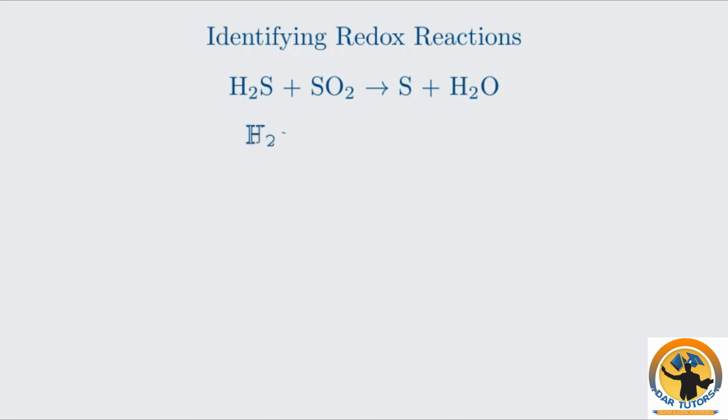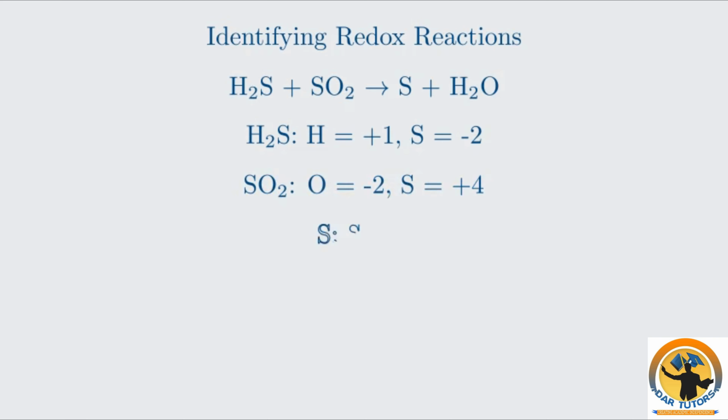In hydrogen sulfide, hydrogen is +1, so 2 hydrogens are +2. This makes sulfur -2. In sulfur dioxide, oxygen is -2, so 2 oxygens are -4. This makes sulfur +4. Now for the products. Sulfur is an uncombined element, so its oxidation state is 0. In water, oxygen is -2, and 2 hydrogens are +2.